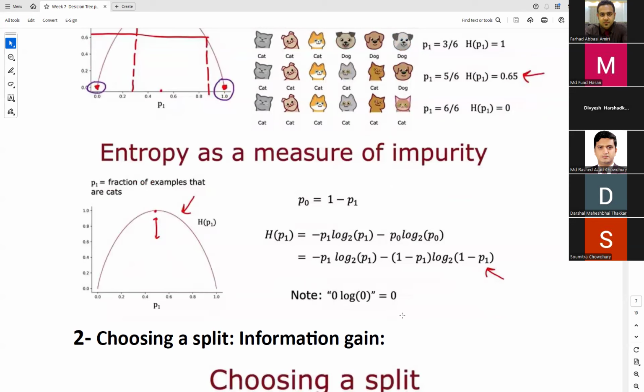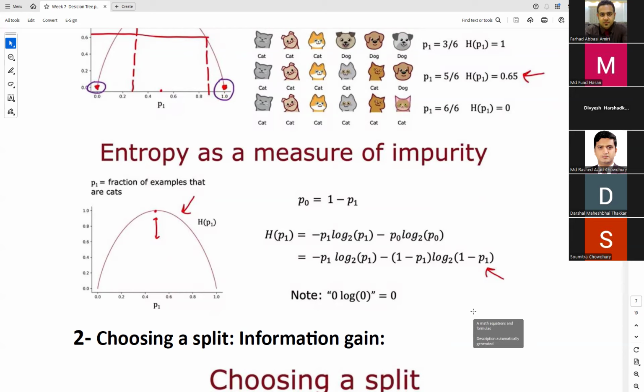And one note that you should consider: if you get 0 times log of 0, you should consider it as 0. Log of 0 is undefined in mathematics, but for the sake of simplicity and to run the program, if you have the term 0 times log of 0, you should consider it as 0.